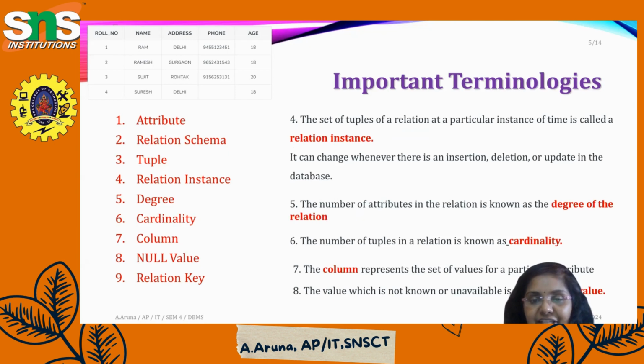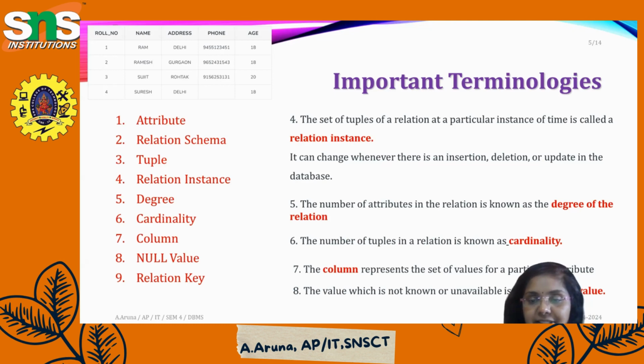The next thing is relational instance. An instance is nothing but the snapshot at a particular time. It is the set of tuples present in the relation at a particular time. Because in a table, from time to time it can vary. Some person can insert a value, some person can remove a value, some person can update a value. Is it right? So it can vary from time to time, and that is captured in terms of the relational instance.